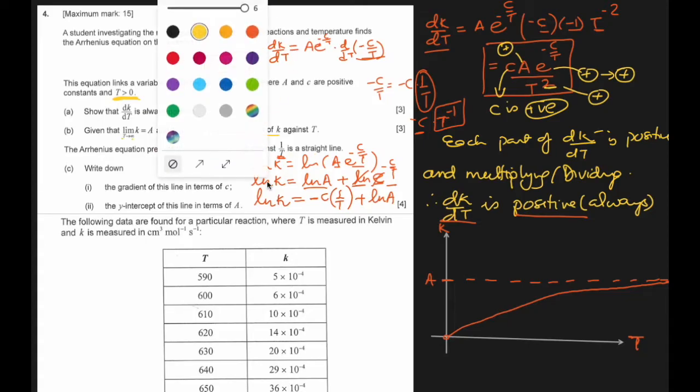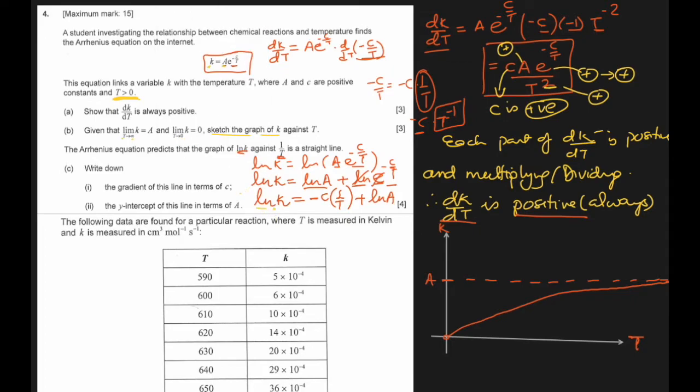If you can see, this ln k can be considered as y. This minus c can be considered as m, 1 over t as x, and this ln a as c. It is y equal to mx plus c format. That's why it's a straight line. But that is not the question. Question is, write the gradient of this line.